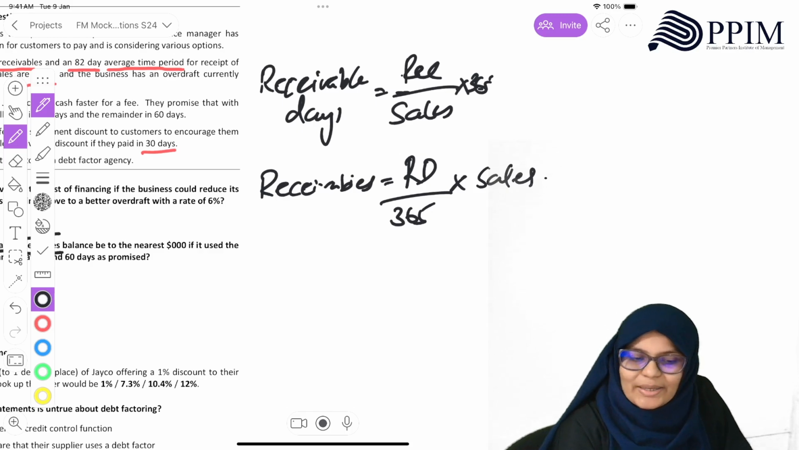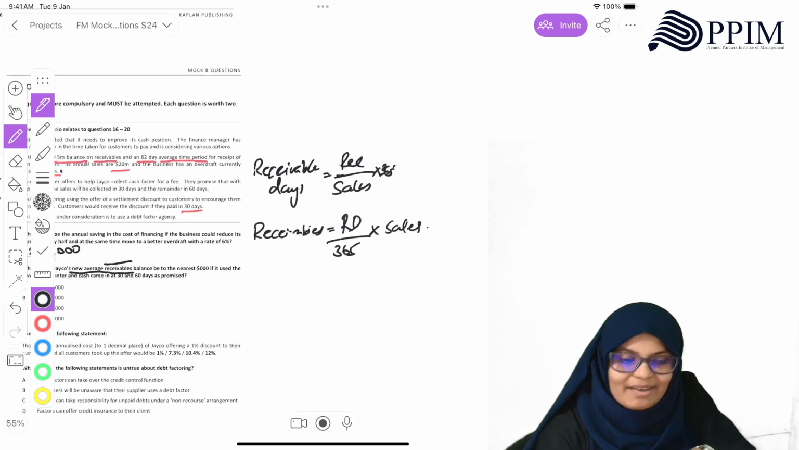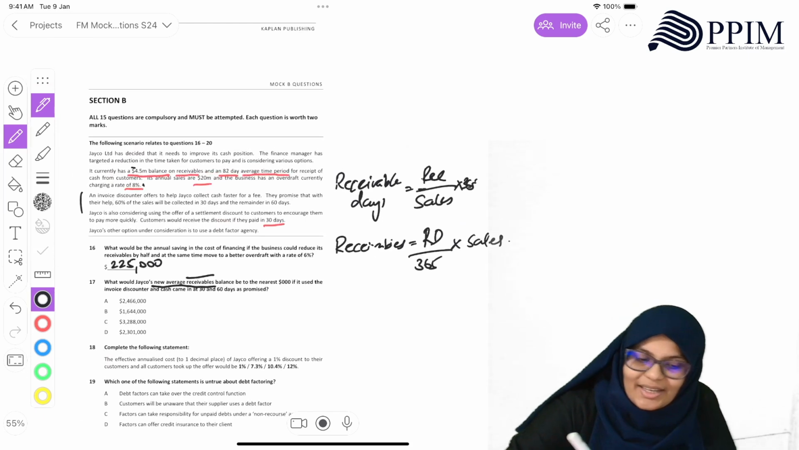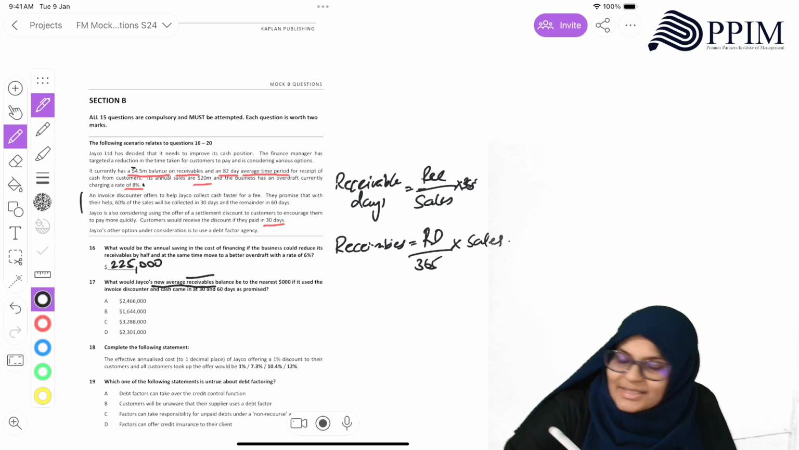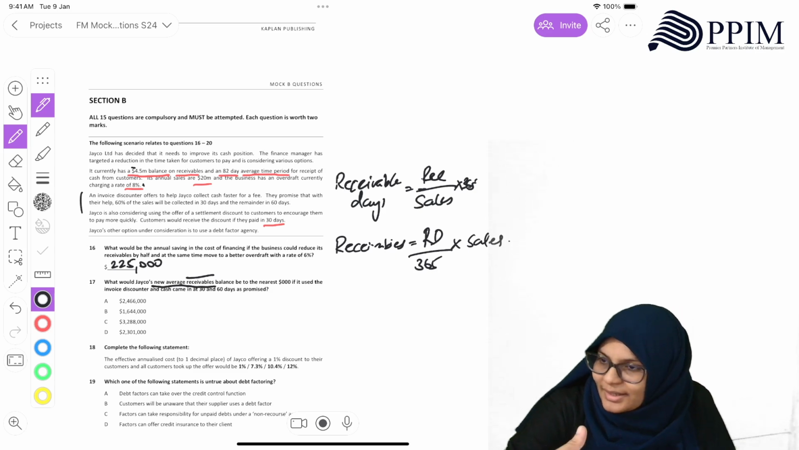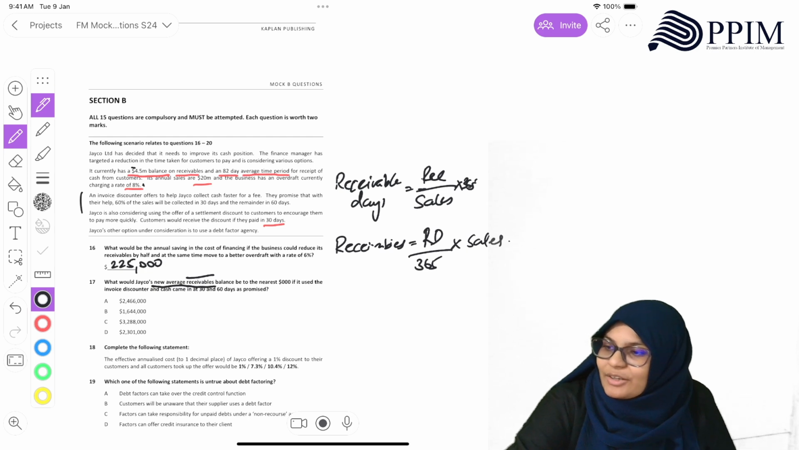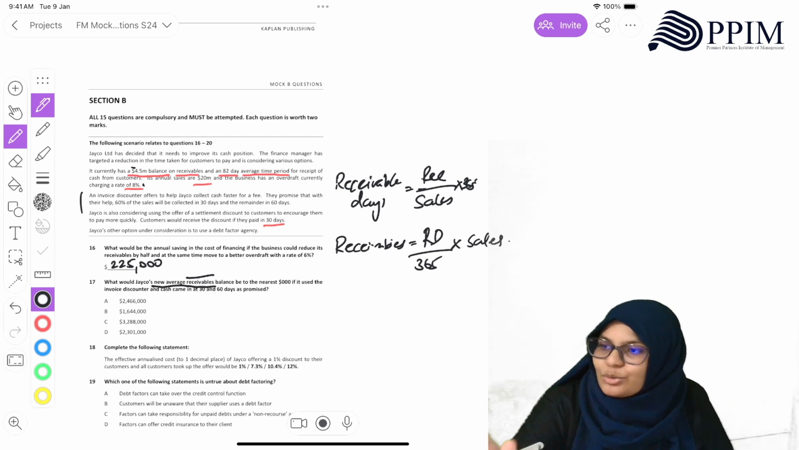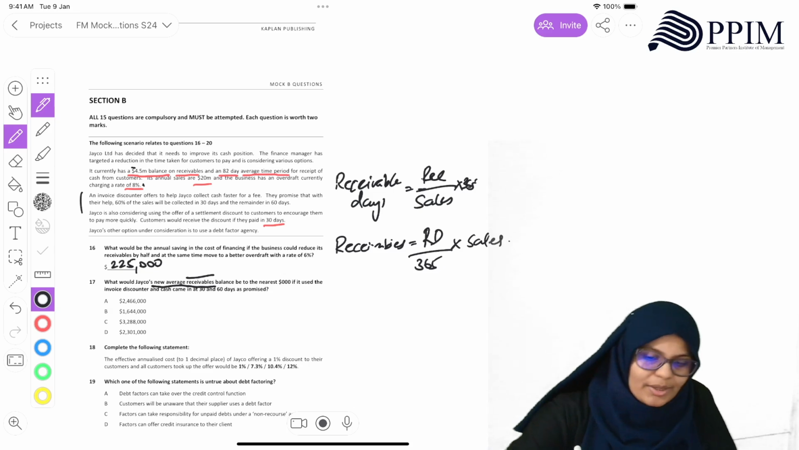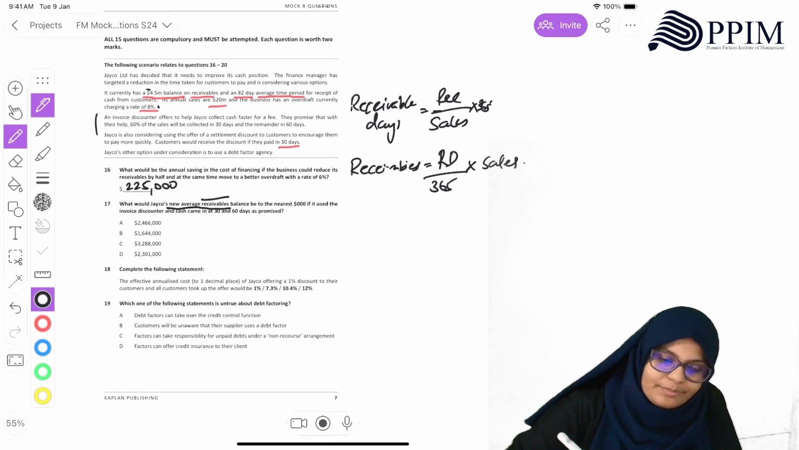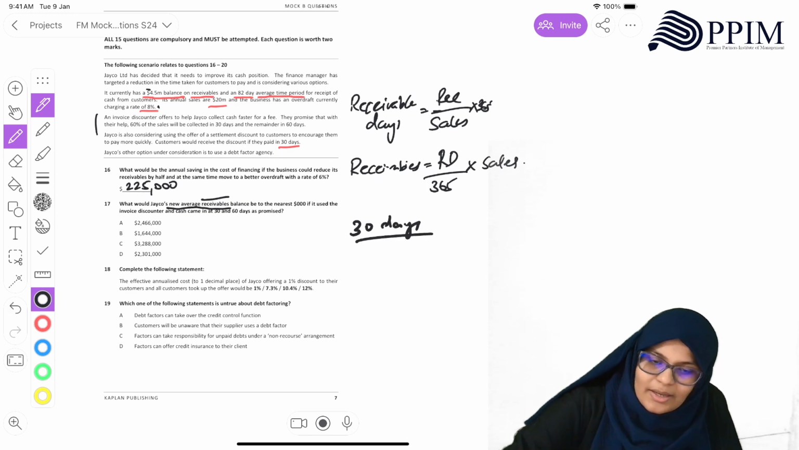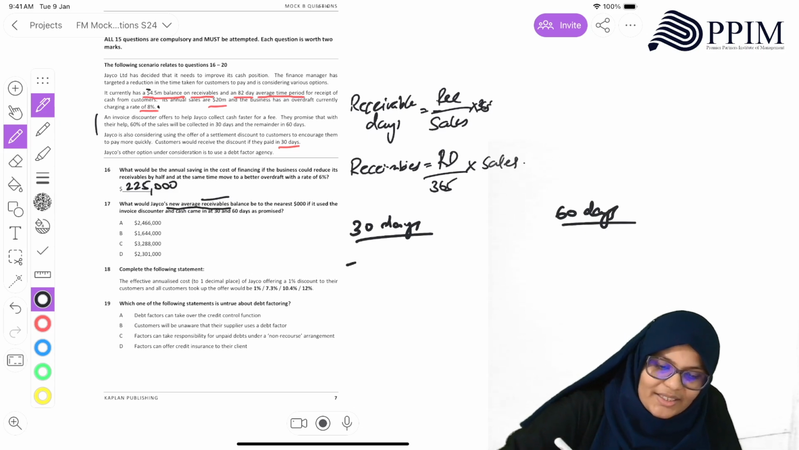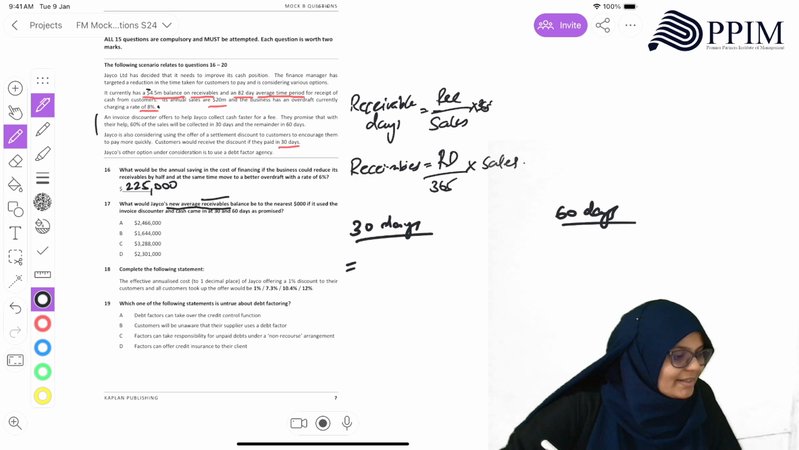Now the thing is, when it comes to these receivable days, there were 2 days. One was 30 and another one was 60. So now what I have to do is I have to find the receivables when they give it to me in 30 days and the receivables who's going to give it to me in 60 days. So there will be 2 separate calculations. Okay. So let me do it one by one. So one is the 30-day receivables and the other one is the 60-day receivables, right? So for 30 days, what will the receivable days be?